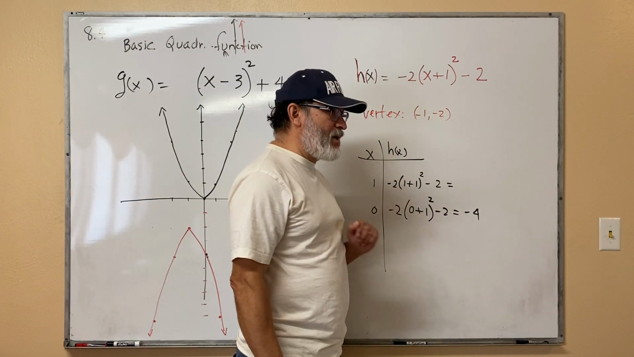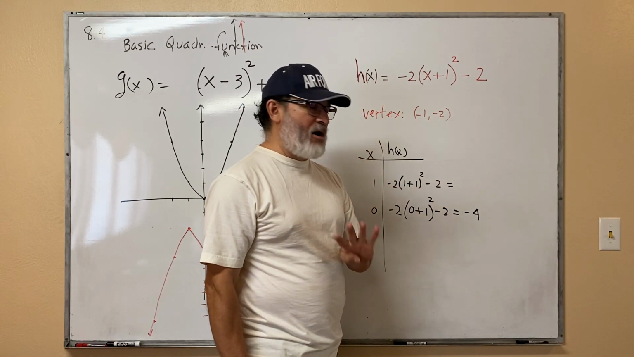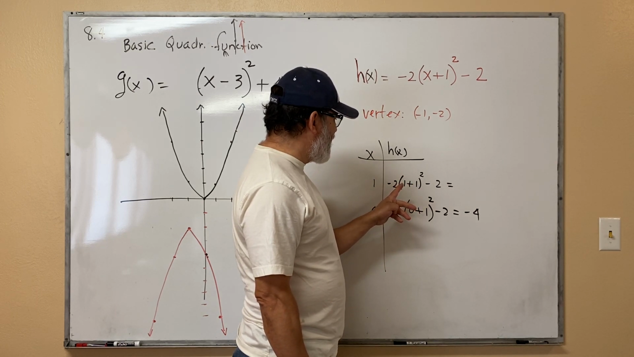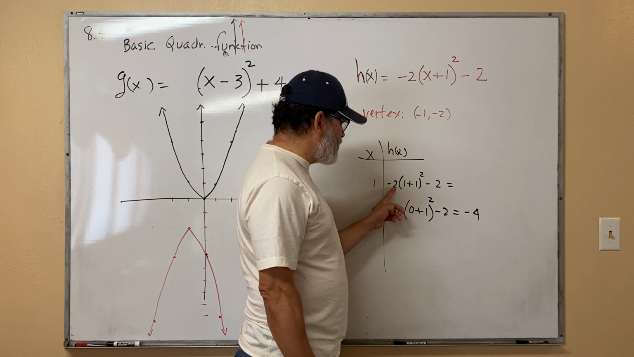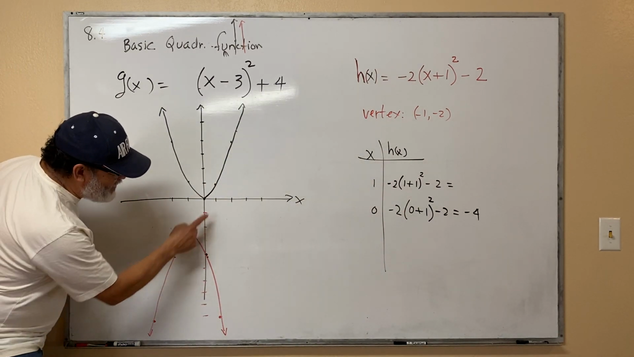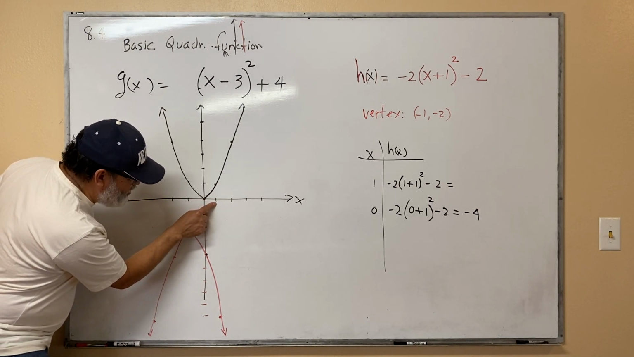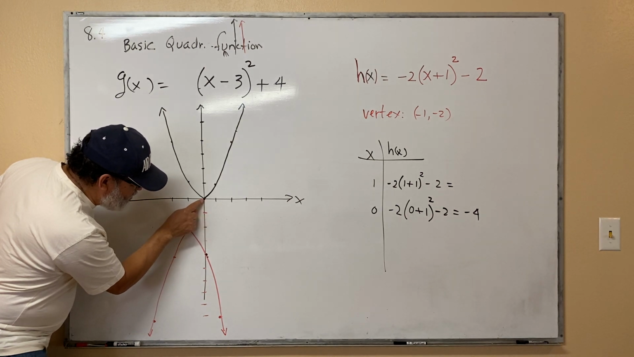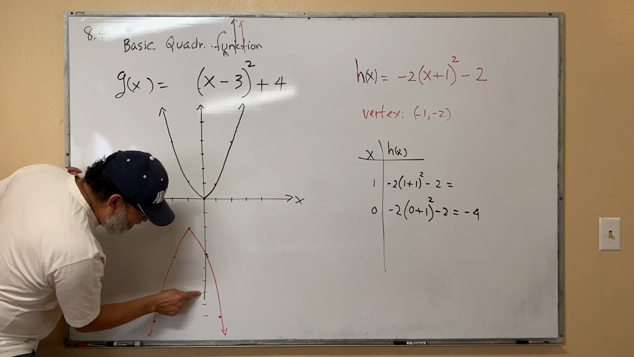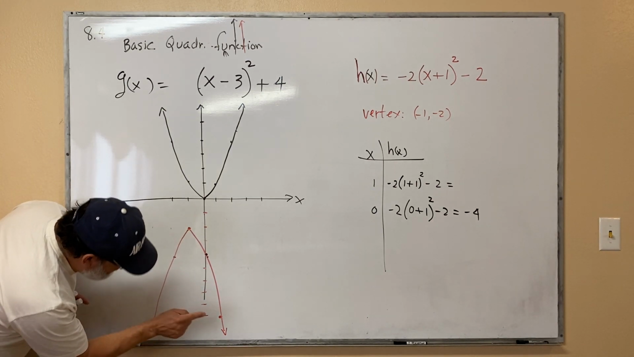What's 1 plus 1? 2. What's 2 squared? 4. What's 4 times -2? Whoa. Let me see. Oh, you get -10. You plug in 1, you better get -10. I was counting incorrectly. Why? Because watch this. 1, 2, 3, 4, 5, 6, 7, 8, 9. It should be 10, okay?